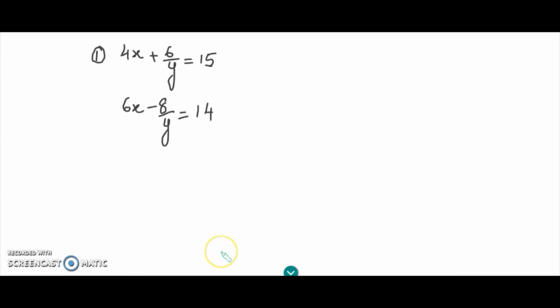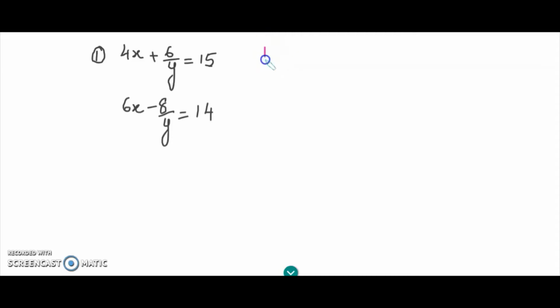In continuation with the previous video of elimination method, I'm taking a quick recap of a question where the variable was in the denominator. So how to change that system of linear equations into a simpler form so that it can be further solved using elimination method. As you can see here, the variable y is in the denominator. So how should we change it?